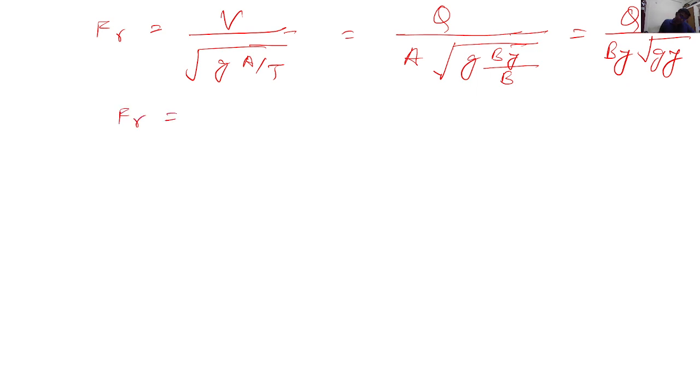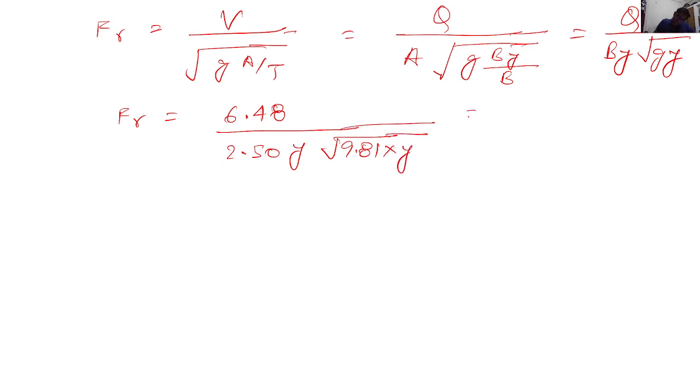So the Froude number will be 6.48 meter cube per second by 2.50, that is the width, times y times the square root of 9.81 times y. So the Froude number can be simplified as 0.828 by y power 3 by 2. So we know y1 and y2. You just put the numbers and get the Froude numbers straight away.